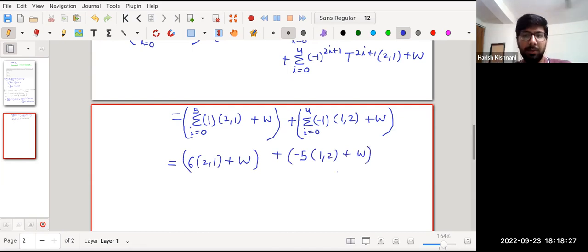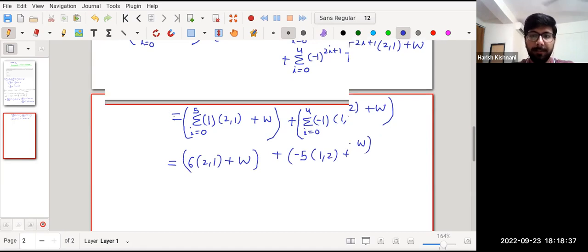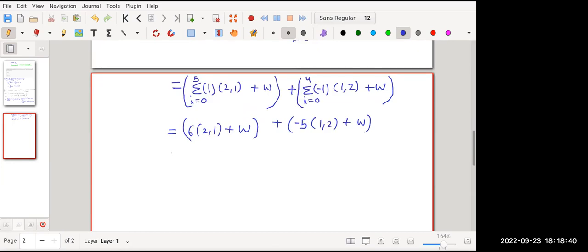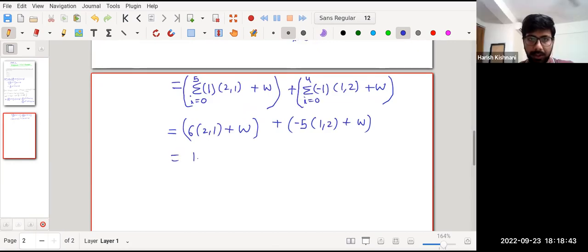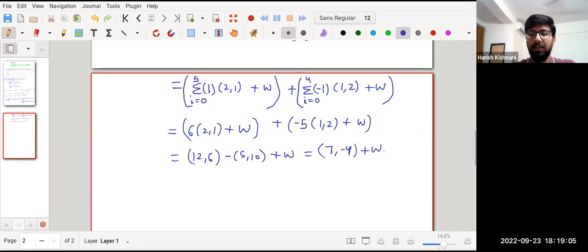Because v plus w and u plus w is what? v plus u plus w, right? So you can just add them at the level of vectors. So is this step clear? Yes, sir. Okay, now just take them together. It is (12, 6) minus (5, 10) plus w, that is (7, -4) plus w.